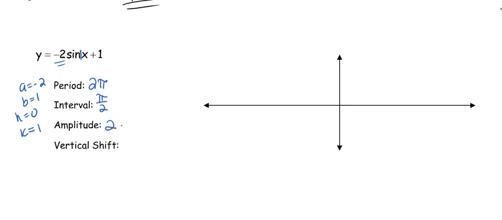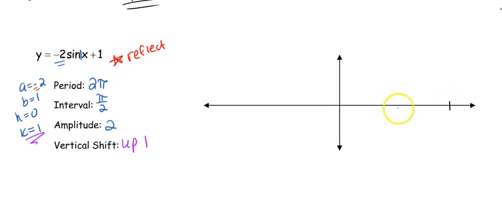Your amplitude is 2. Because your a value was negative, we have to reflect. As soon as I see that negative, I'm going to draw a little star and I'm going to remind myself to reflect. If I don't draw my little star, I may forget. And then that k value is going to tell me that I'm going to go up 1. The most important thing is to find your starting point.